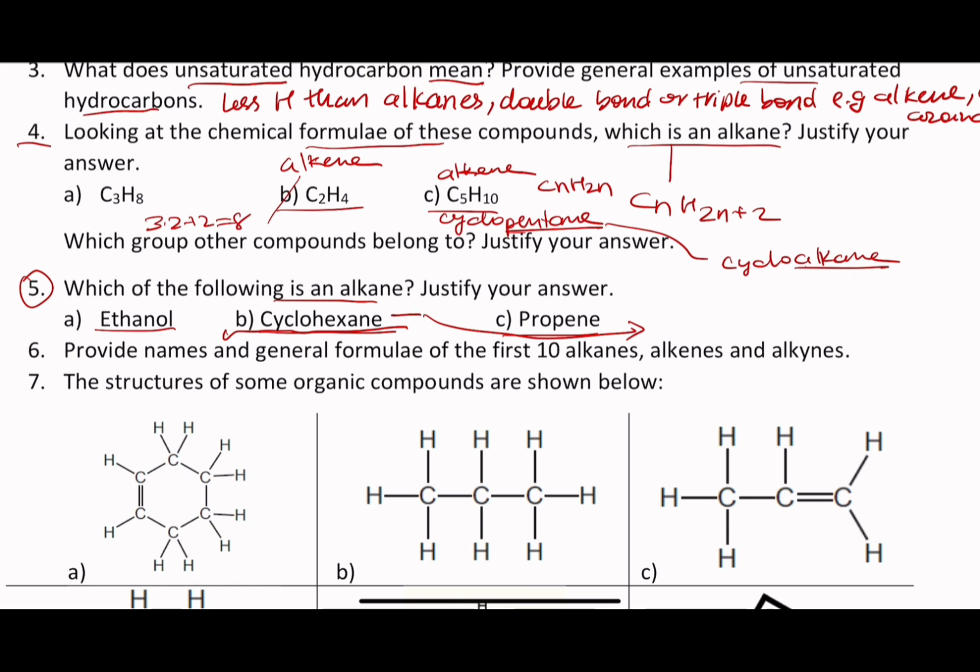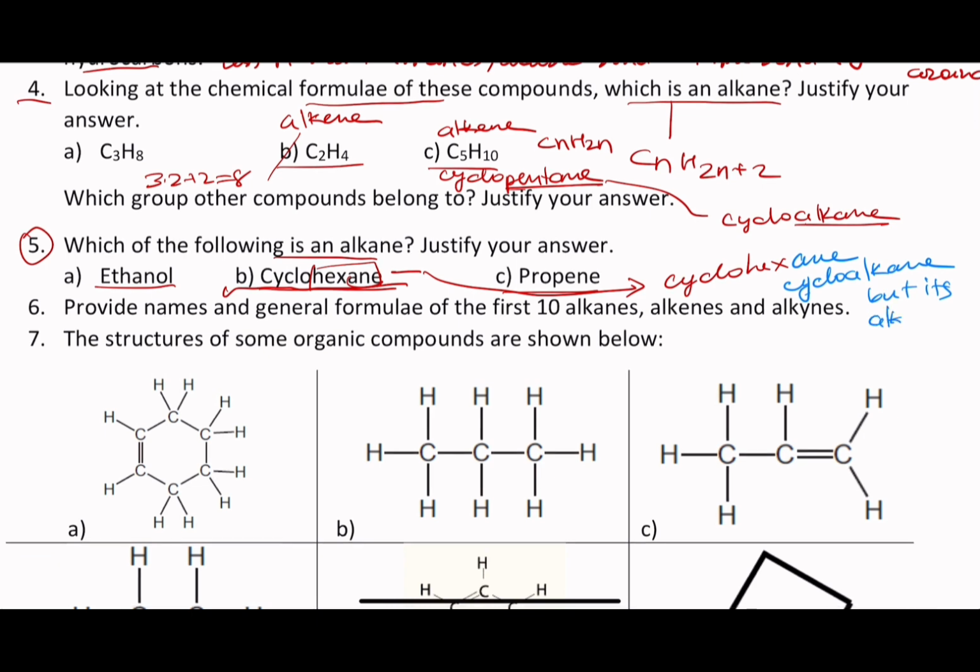This guy is cyclo. You see this hexane, the ending is ane. So cyclohexane is a cycloalkane, but it is not an alkane, it is cyclo. So we can choose this one as an answer, but it's still not the full answer.